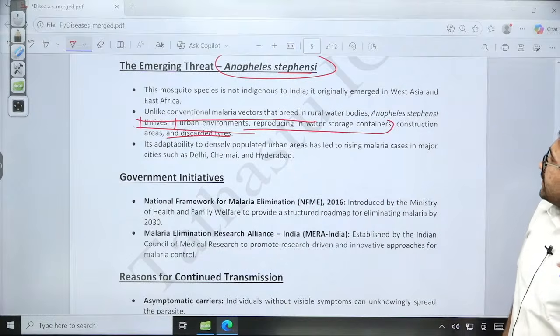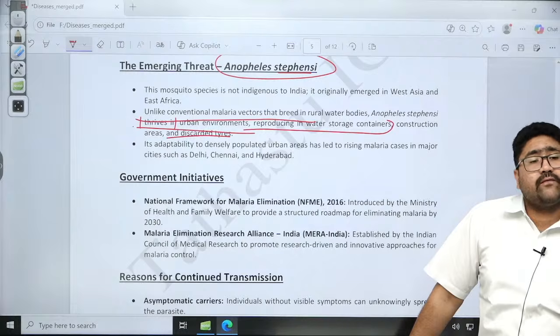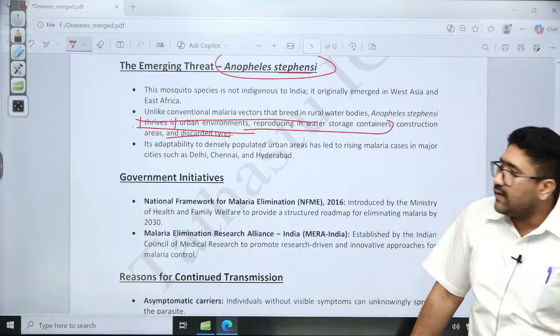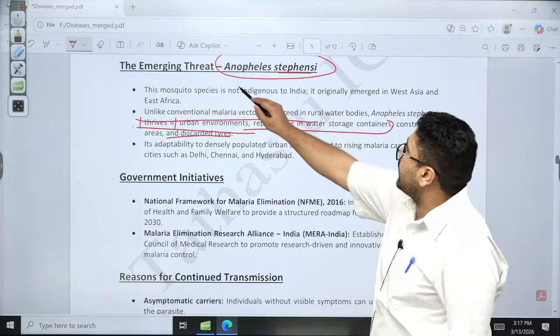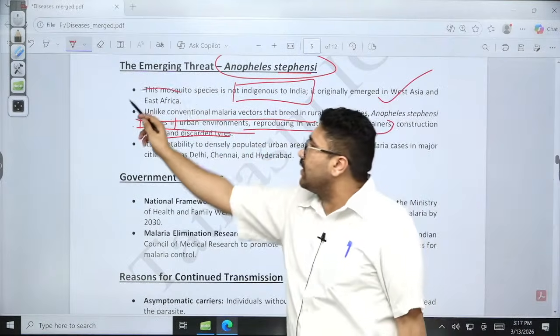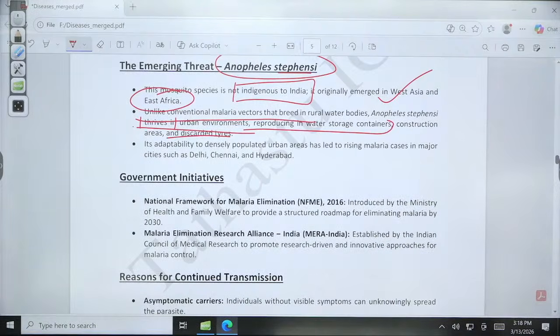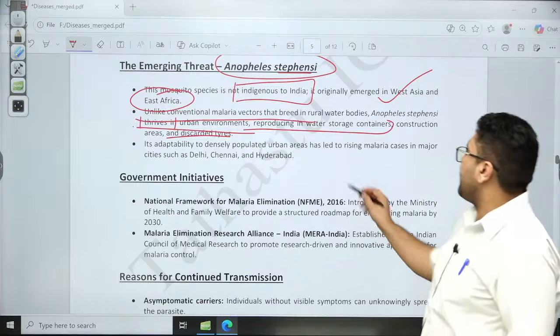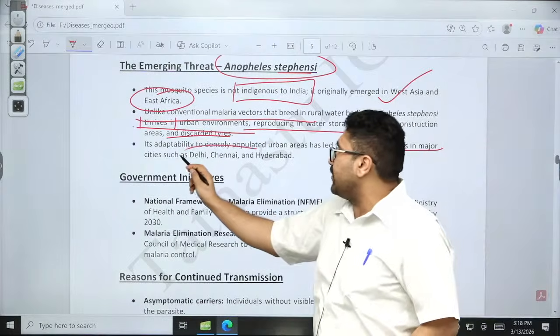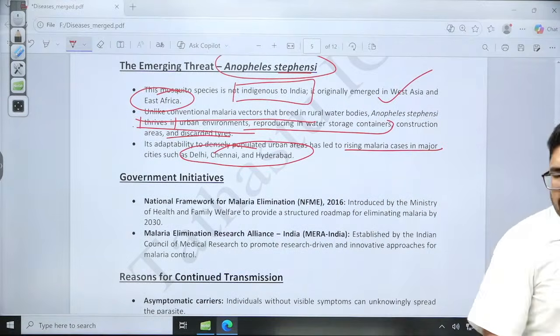Second, such mosquito species have not evolved in India. They have evolved elsewhere. They are not indigenous to India. They are indigenous to West Asia and East Africa, but they are also found in India. Evolution happened elsewhere, but it is prevalent in India too, and they have been responsible for rising malarial cases in cities like Delhi, Chennai, or Hyderabad.